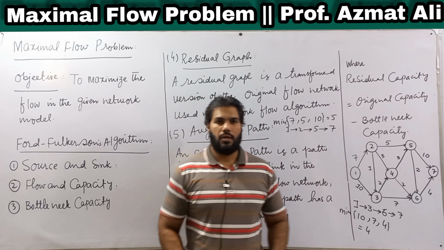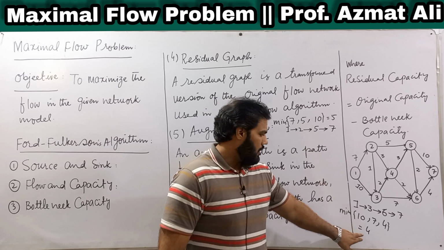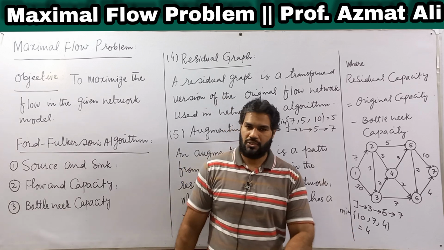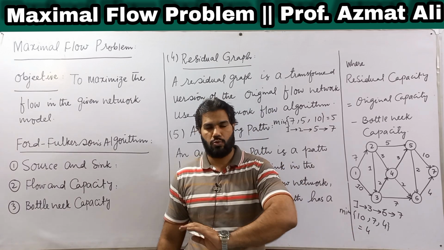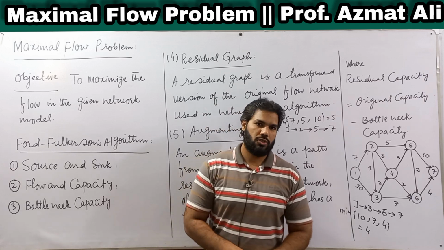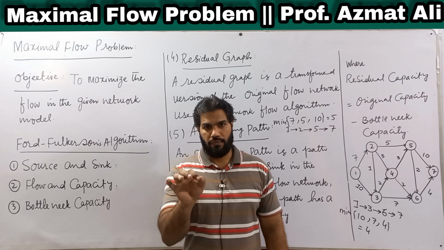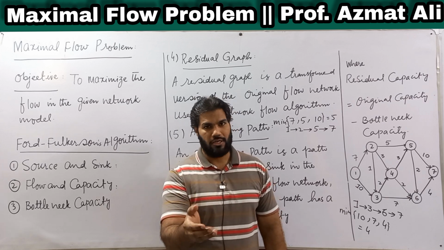So I hope you are clear about bottleneck capacity. The bottleneck capacity is actually associated with a path, and a path can be formed by 2 or more edges. So the smallest number, or the minimum capacity among the capacities of all edges, shows the bottleneck capacity.